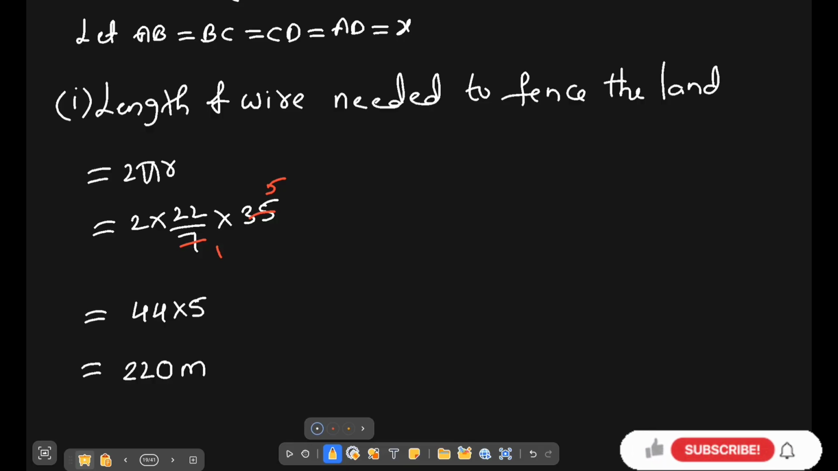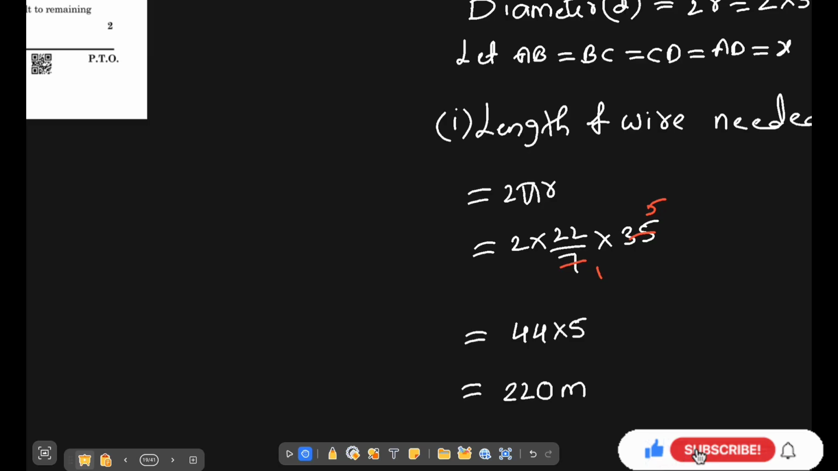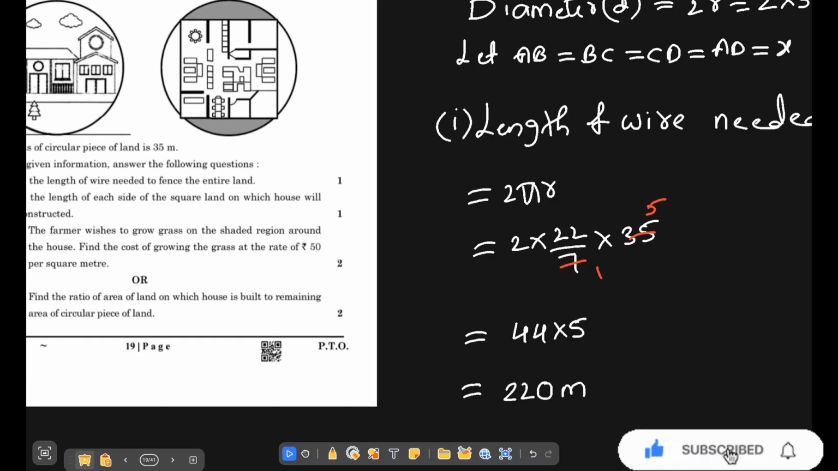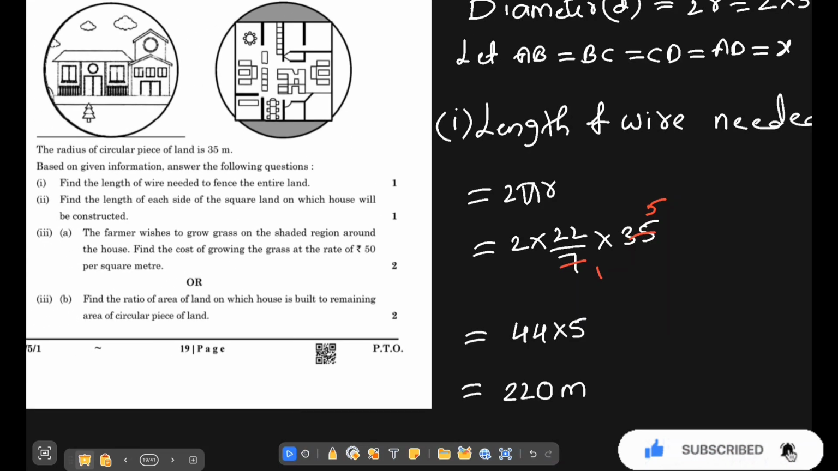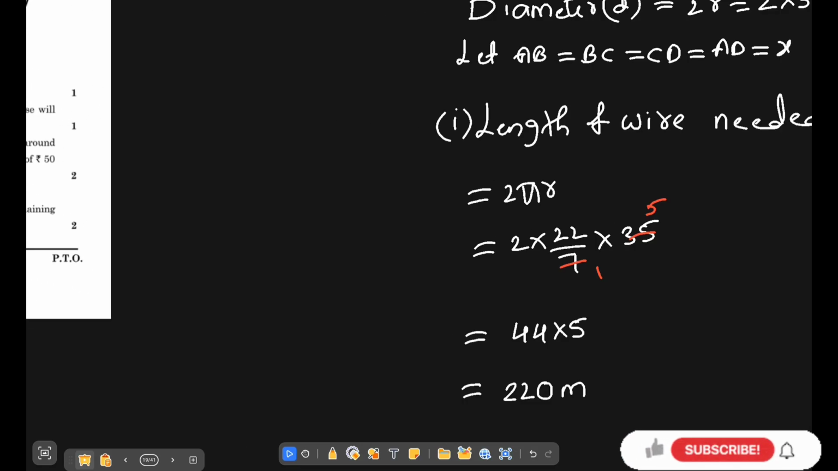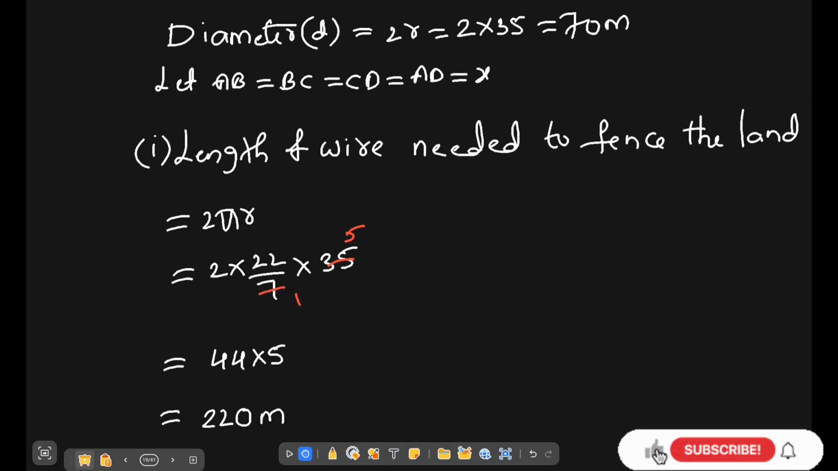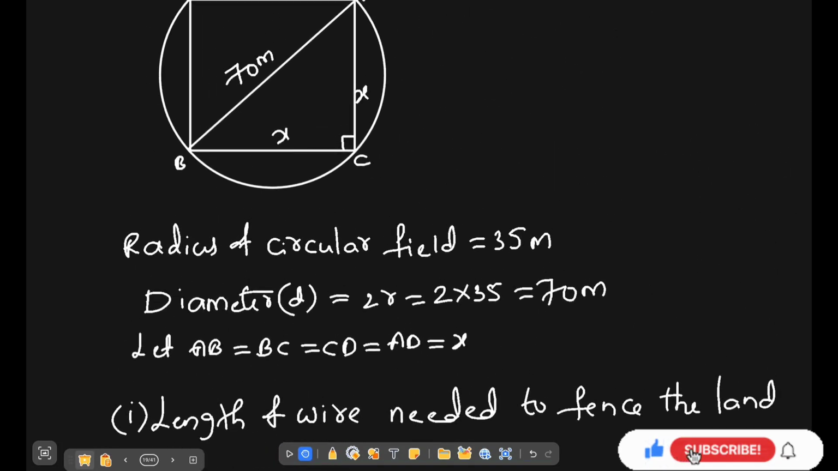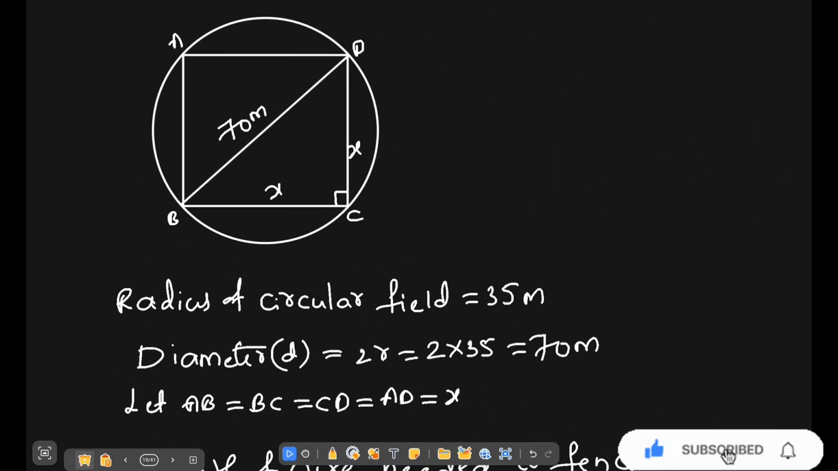Now, what is the second question? Let's go back to this one. The second question given is find the length of each side of the square land on which the house will be constructed. So we have to find the length of each side of this one.